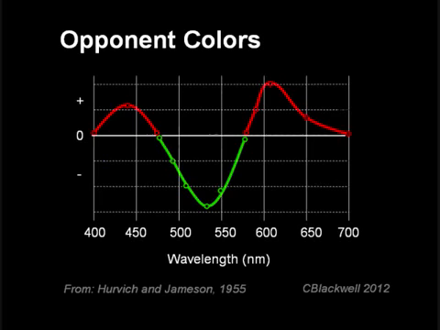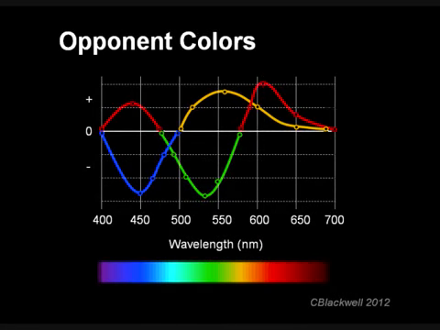When you put the opponent channel functions together, here is the result. Let's take a look at a specific example. Take blue at 450 nanometers. The red channel has input, as does the blue channel. The sum of the two inputs is this specific blue. Every color is perceived through a balance between the two channels.